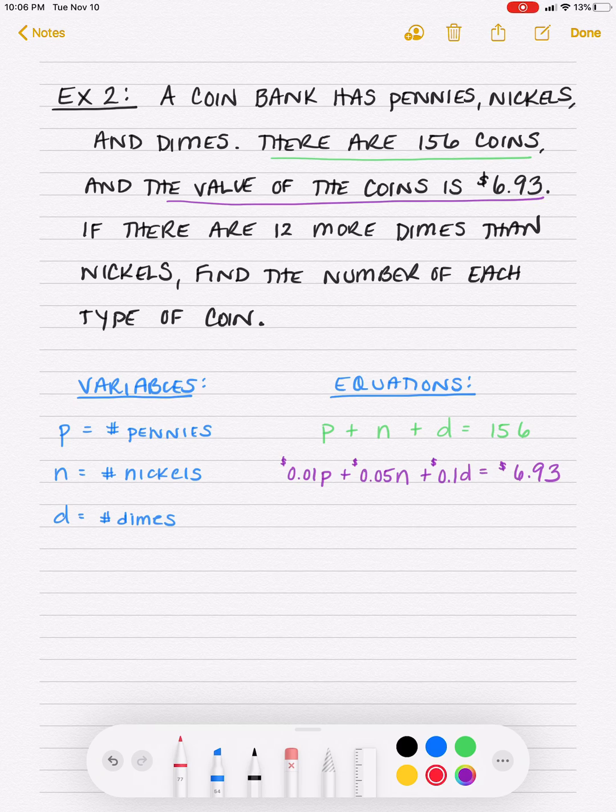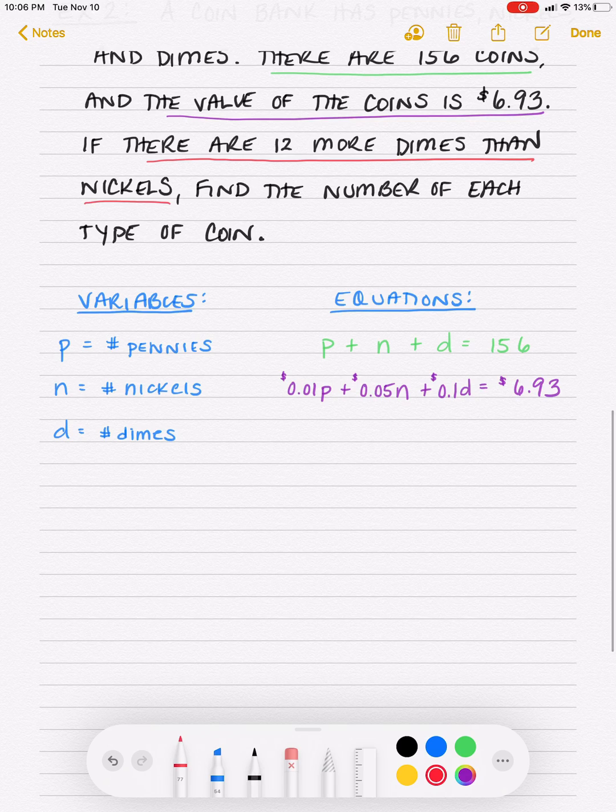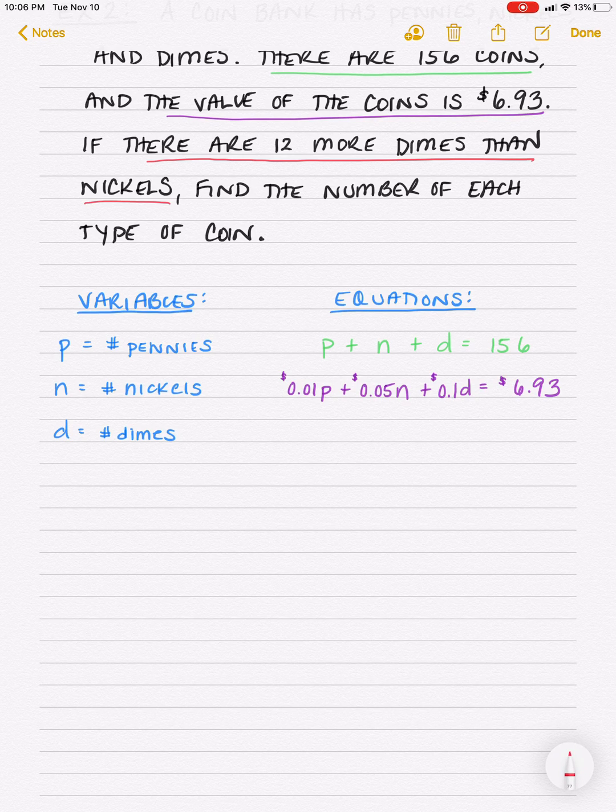This last equation is a little bit tricky. There are 12 more dimes than nickels. It's not as straightforward as example 1 because I don't see that word "is" where they're telling me where the equal sign goes. So where we need to be careful with these is the mistake that people make is they see 12 more dimes than nickels and they want to say 12 plus dimes equals nickels. The problem is that this is incorrect.